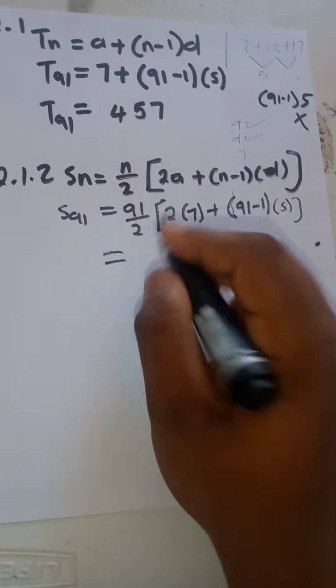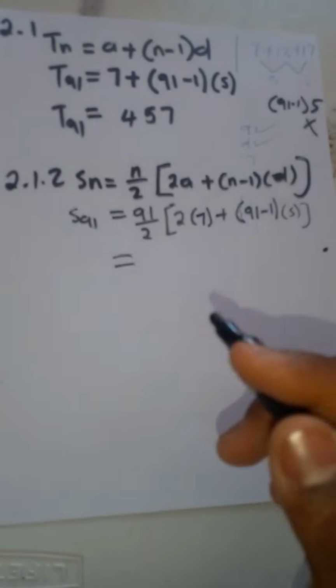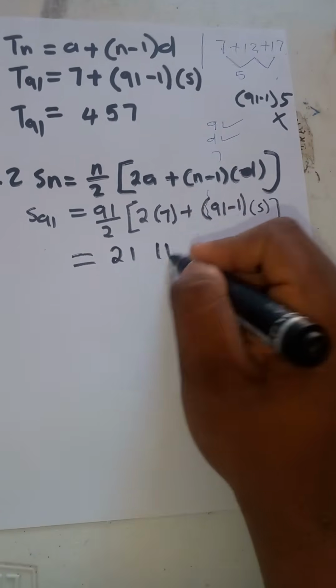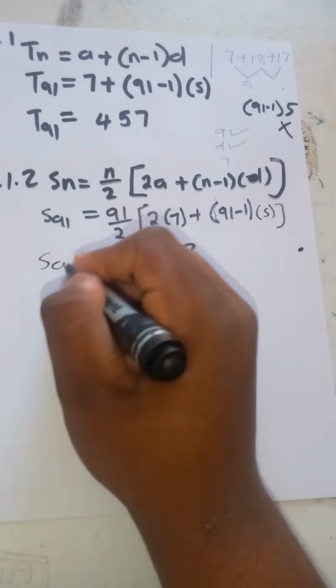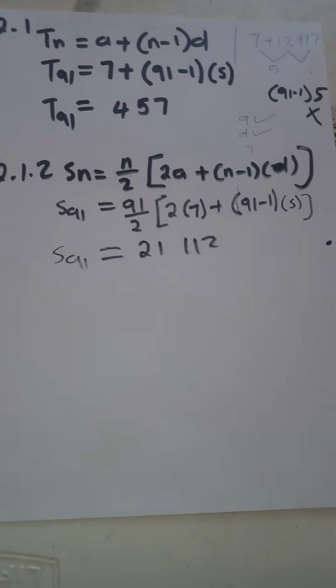And then when you're done doing this, you can simply calculate, and you're going to get your answer and write it as 21112. That is the answer there. S91 is 21112. So now let's go to the next one.